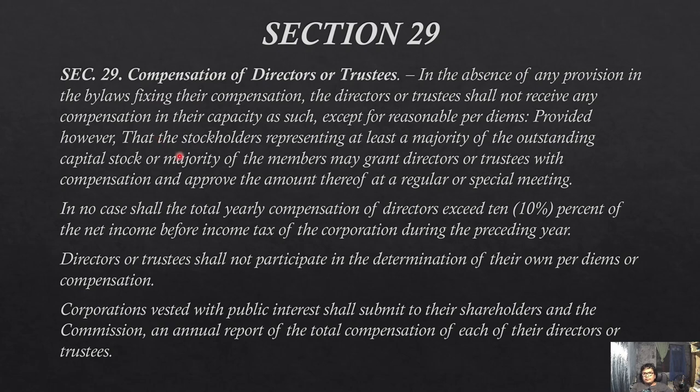Ngayon, paano if meron na silang compensation? Granted na, gaano kataas? May limitations tayo. In no case shall the total yearly compensation of directors exceed 10% of the net income before income tax of the corporation during the preceding year. So, dapat hindi nilalampas ang 10%. Total, ha? Total yearly for all directors, shall not exceed 10% of the net income before income tax.